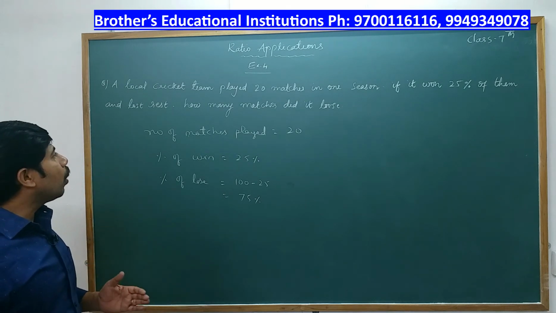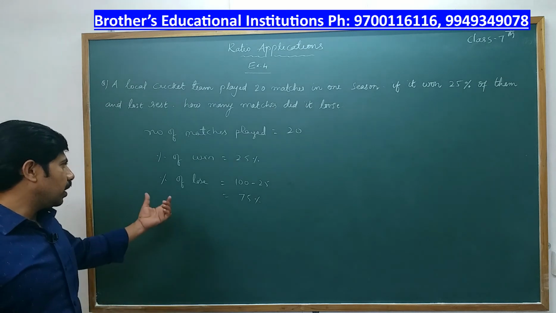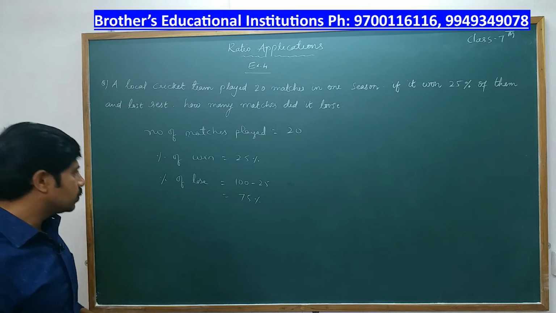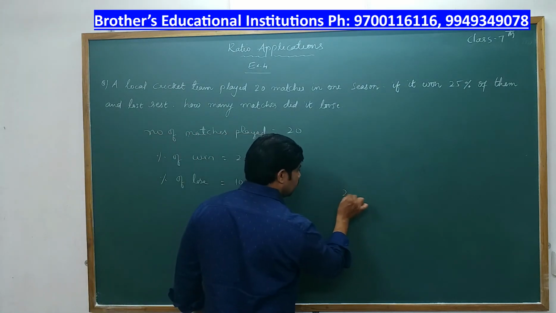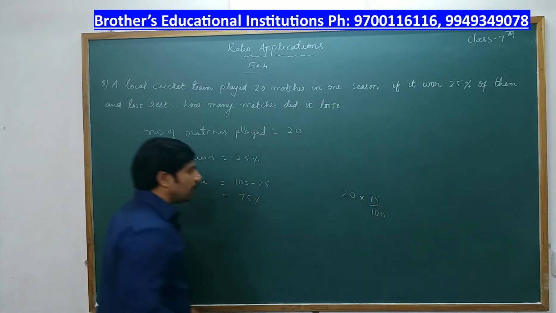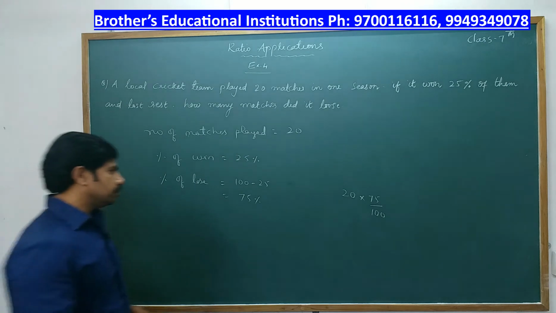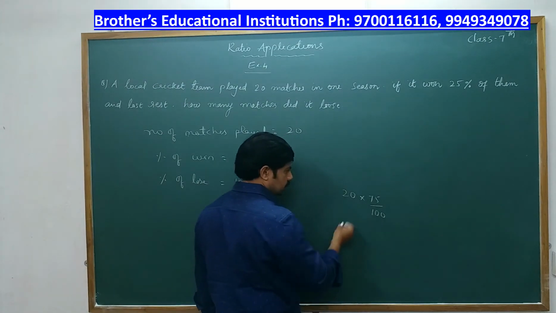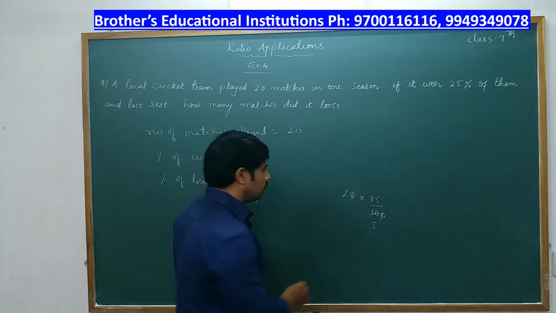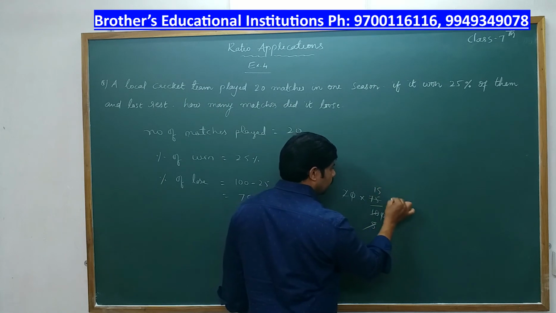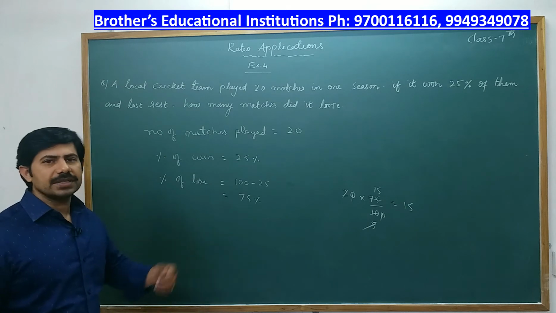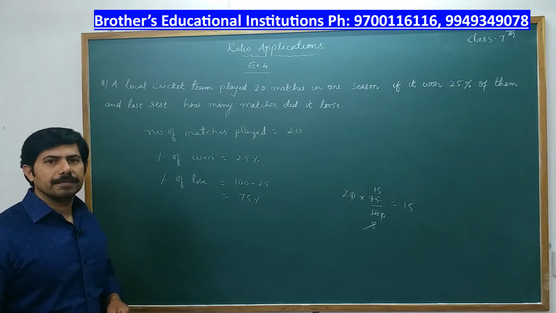Now we have to find out how many matches they lost. That means they already lost 75%, and we have to find that in number. So out of 20 matches they lost 75%. So write 75 by 100, then you can cancel. 2 ones are 2, 5 twos are 10; 5 ones are 5, 15. Therefore, 15 matches they lost. Okay, so this is completed.